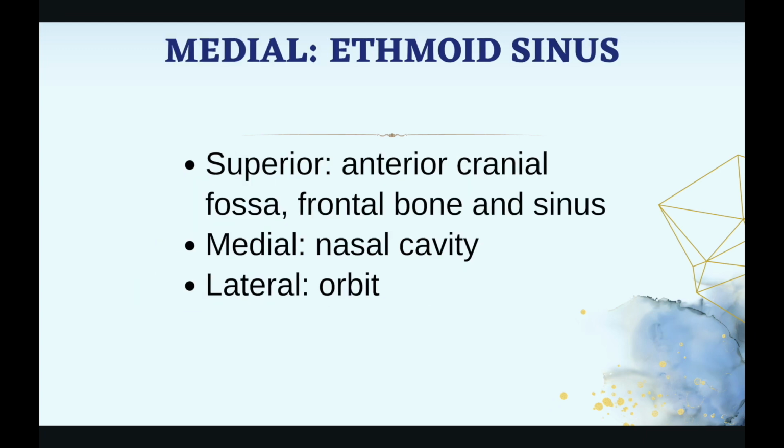The ethmoid sinuses are composed of 3 to 18 pairs of air cells within the ethmoid labyrinth and can be divided into anterior, middle, and posterior ethmoid cells with distinct drainage locations in the nasal cavity. These thin-walled cavities can invade the other paranasal sinuses. The relations to surrounding structures are as follows. Superiorly is the anterior cranial fossa, frontal bone, and sinus. Medially is the nasal cavity, and laterally is the orbit.